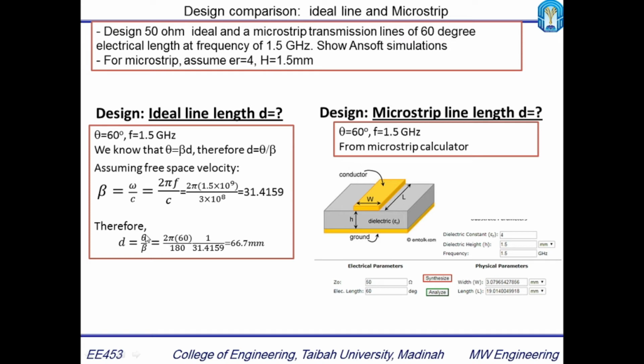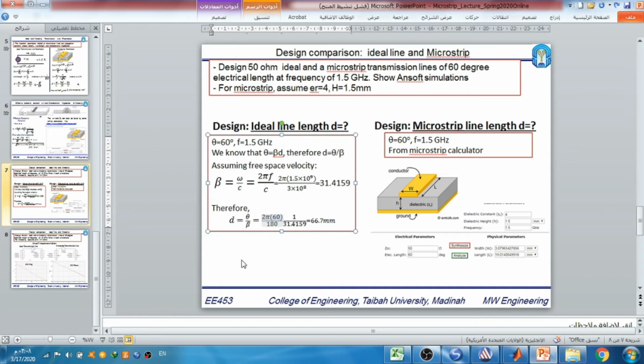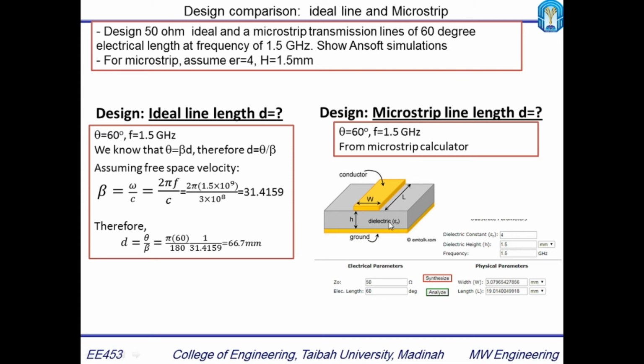Now d equals theta over beta. So we change theta into radians, which is pi multiplied by 60. Actually, it's not 2 pi, it should be pi. There is another mistake here, so I can just change it to pi. So pi multiplied by 60 divided by 180, divided by 31.41. This comes out to 66.7 millimeters. And for microstrip, I can just put it into the online calculator. I have 60 degrees and 50 ohm and 1.5 gigahertz frequency, and I have epsilon r 4 and h equal to 1.5. If I put all these parameters, the width comes out to be 3.07 millimeters and the length comes out to be 19 millimeters.